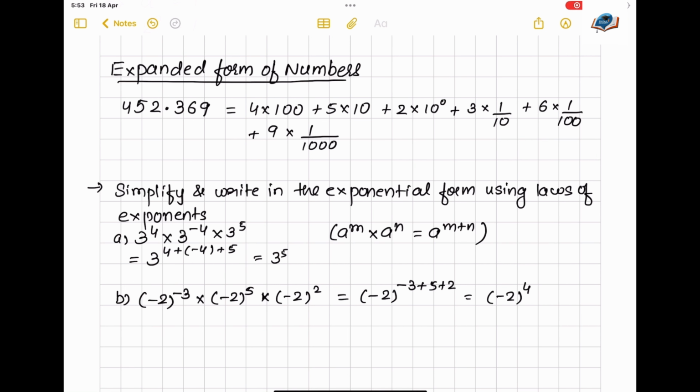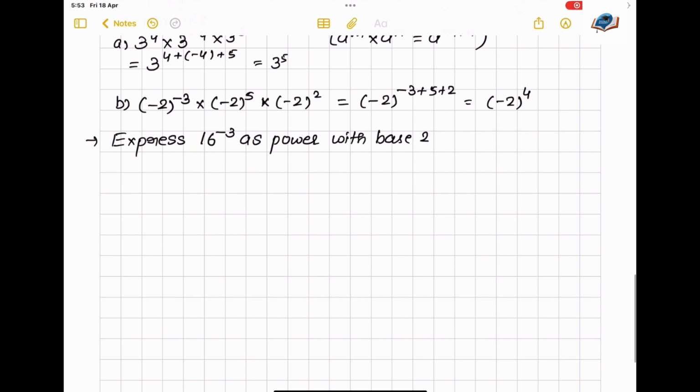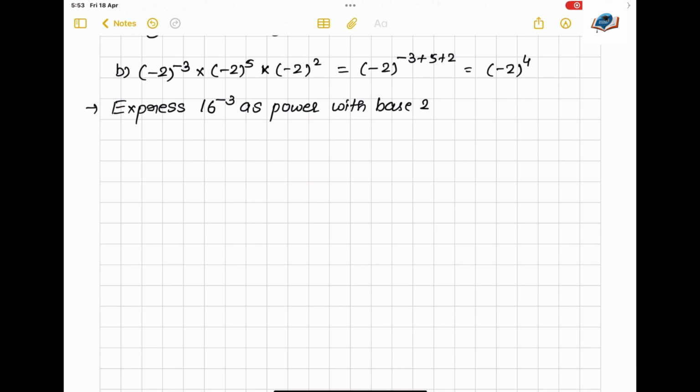So my final answer is this. Now the next question says express 16 raised to minus 3 as power with base 2. So see, there is an easy way to solve that. 16 I can write as 2 into 2 into 2 into 2, that is 2 raised to 4.